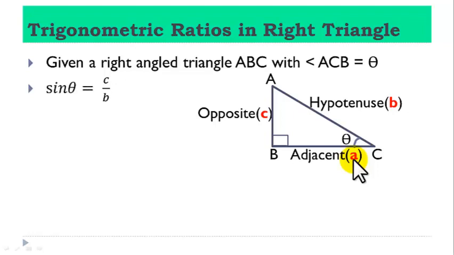We then define sin theta as opposite over hypotenuse, that is c over b. Cos theta is defined as the adjacent over hypotenuse, that is a over b. And tan theta is defined as opposite over adjacent, that is c over a.